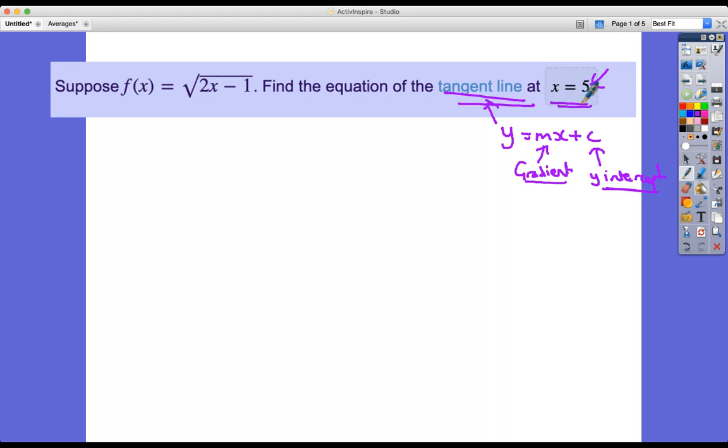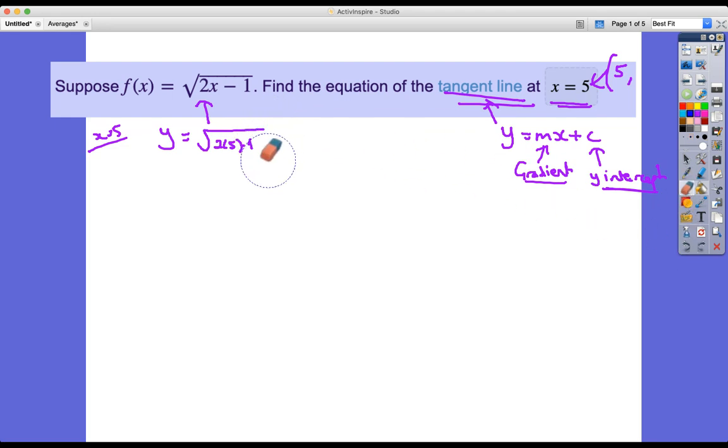Now we know that x equals 5 is the x-coordinate at the point of tangency, where the tangent hits that curve, that function. Okay, so we don't know what the y-coordinate is yet, so we need to go and find what that is. The way that we would do that is to realize that f of x is another way of saying y, and to say that if x is equal to 5, then the y coordinate would be the square root of 2 times 5 minus 1.